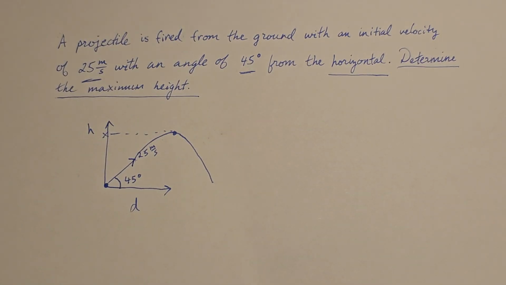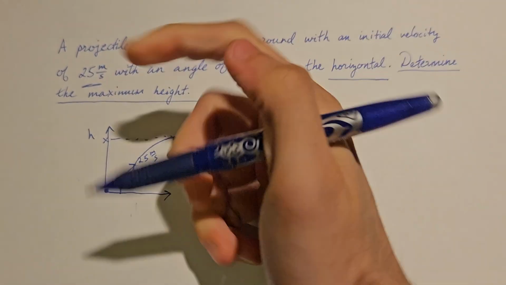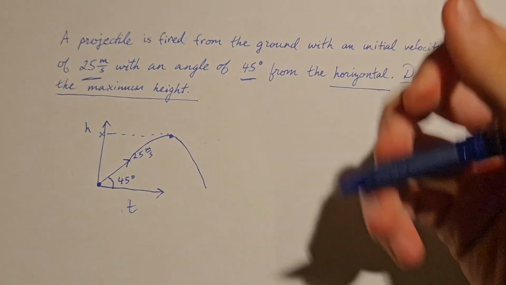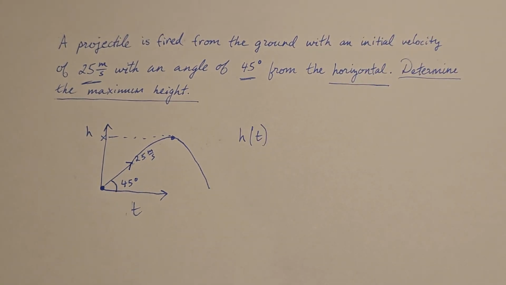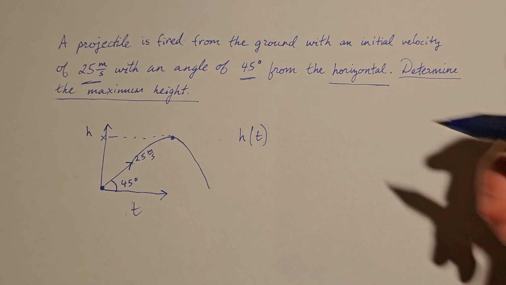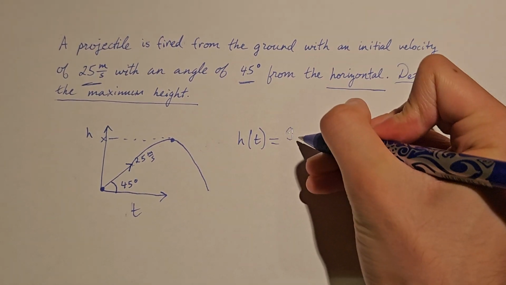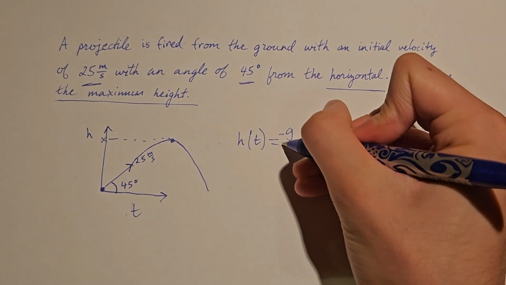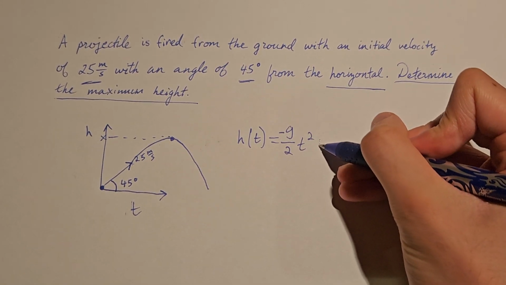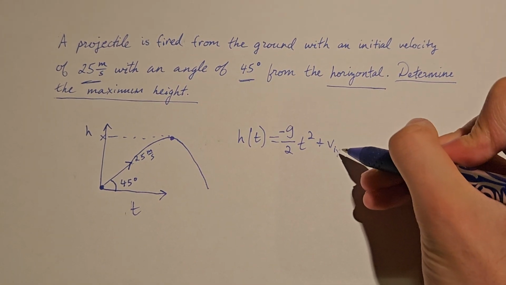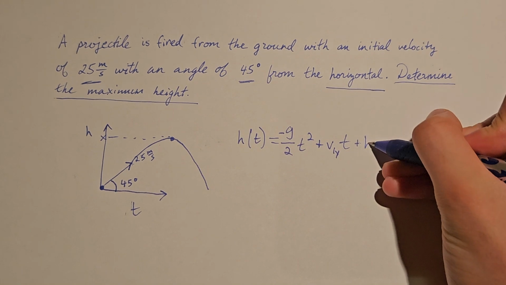Instead of doing height in terms of the displacement, we will do height in terms of the time, t. So we can form a function called h of t. With all projectile motion problems, when you're putting height in terms of time, it's equal to this generic format: minus g over 2 times time squared, plus the initial velocity y component times the time, plus the initial height h naught.